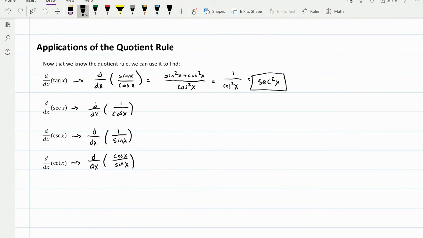Okay, great. So let's take a look at the derivative of secant x. We should have come up with negative negative sine of x over cosine squared of x. And we're actually going to simplify this down like this to sine of x over cosine of x times 1 over cosine x. So our final answer here, the derivative of secant x is tangent x times secant x.